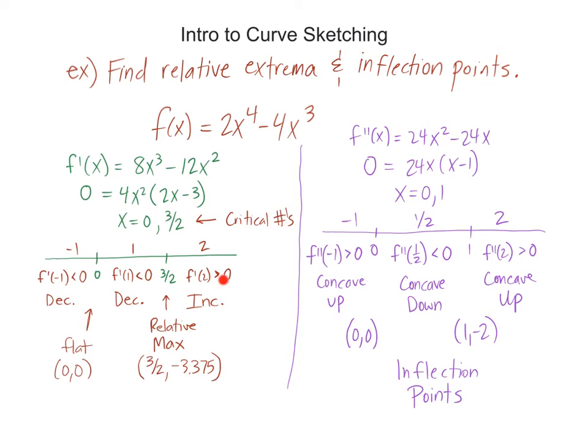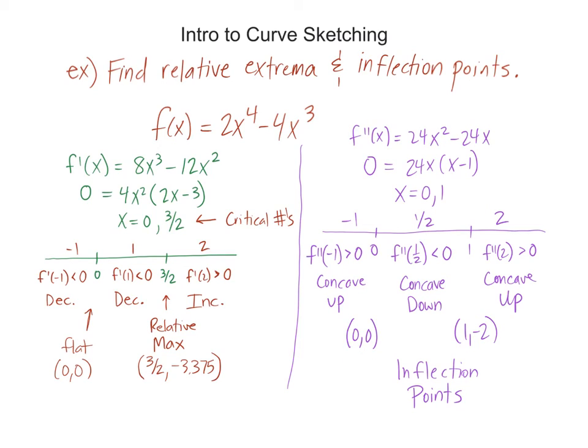A big mistake is not knowing where to plug in your test points. Over here, the test points need to go into the first derivative. Over here, they need to go into the second derivative, because that's the level that's telling you about increasing, decreasing, or concavity. So I have a concave up to down change, so I have an inflection point at 0, 0.